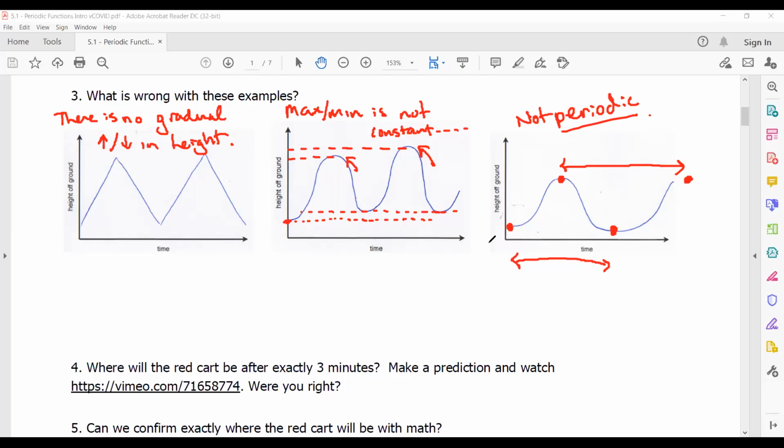Okay. While you're copying that, I'm actually going to move to the bottom of the next questions. Where will the cart be after exactly 3 minutes? 3 minutes being 180 seconds. Recall, one period was 40 seconds for one cycle. So where would I be?